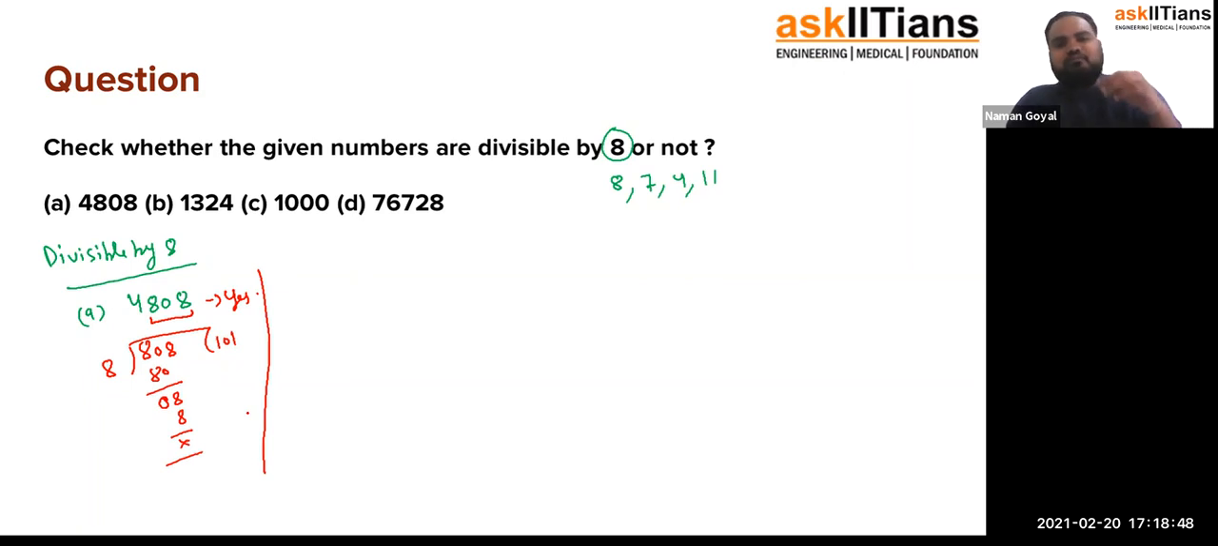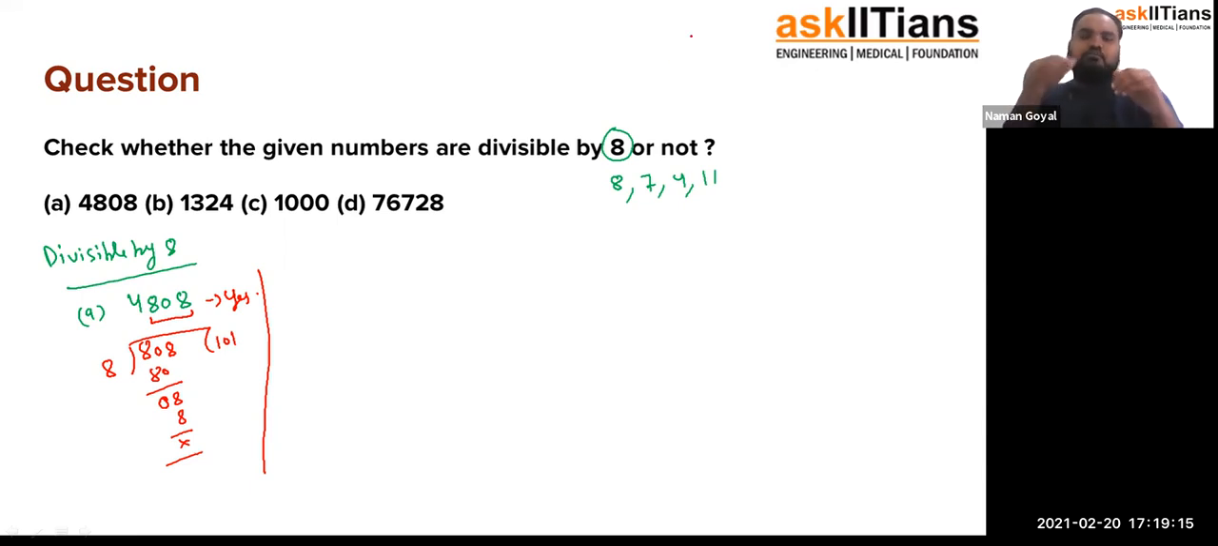Now we have to check by 4. See, if a number is divisible by 8, then it is always divisible by 4, right? देखो, अगर कोई नंबर 8 से डिविजिबल है तो वो 4 से तो जरूर होगा. It must be divisible by 4, right? तो 4 के लिए चेक करने की जरूरत नहीं है, right? ऐसा हो सकता है कि नंबर can be divisible by 4 but not divisible by 8. But ऐसा नहीं हो सकता है कि नंबर is divisible by 8 but not divisible by 4. It is not possible, right?